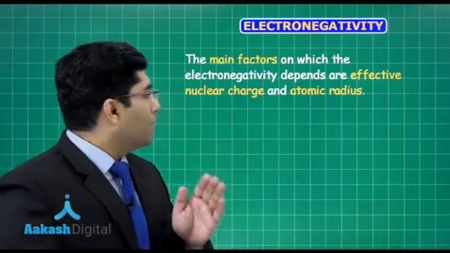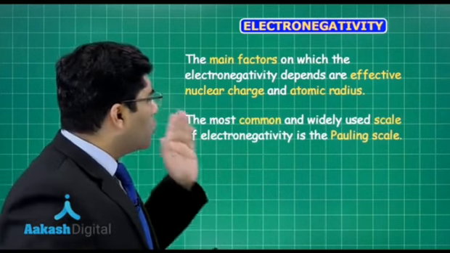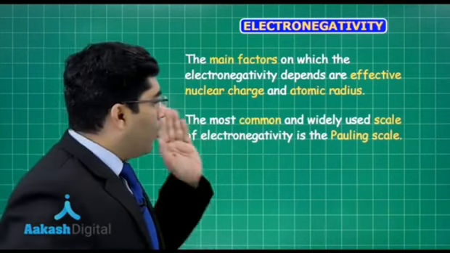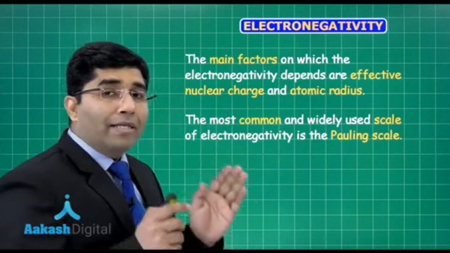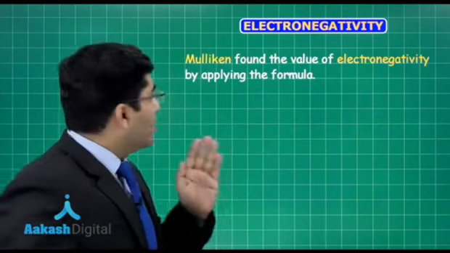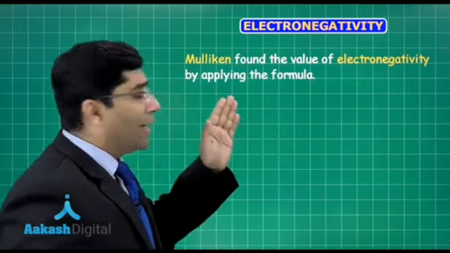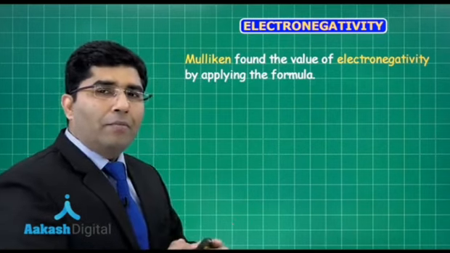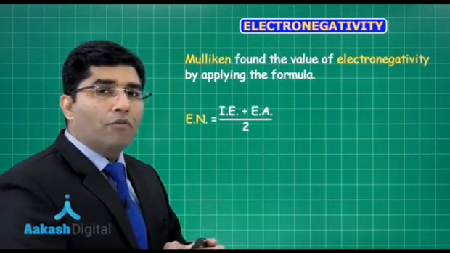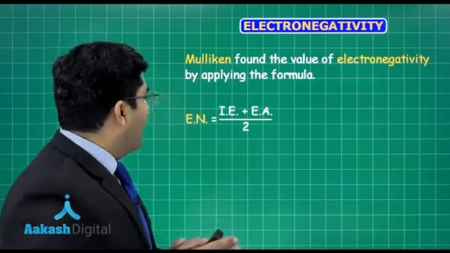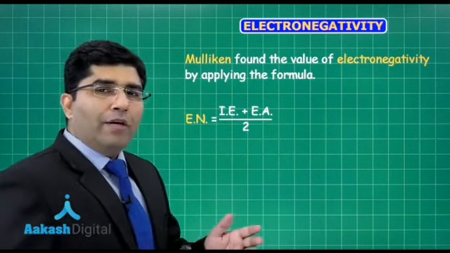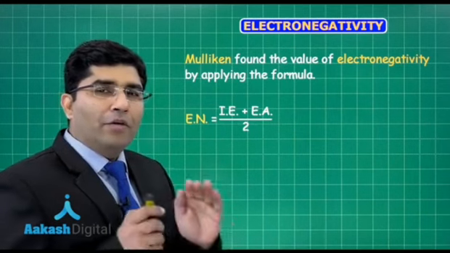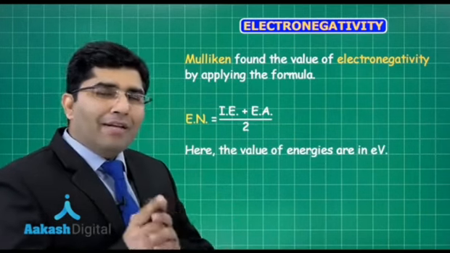Now, the most common scale which is used to find out the electronegativity is the Pauling scale. But how did it all start? It all started with Mulliken. Mulliken found the electronegativity and he said that we can find electronegativity by taking the mean of electron affinity and ionization energy. So electronegativity is ionization energy plus electron affinity whole divided by 2. But the energy should be in electron volts.